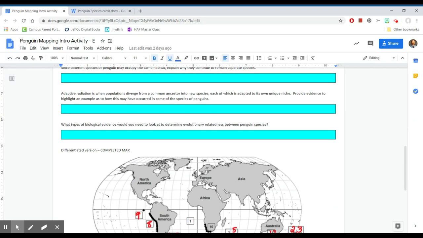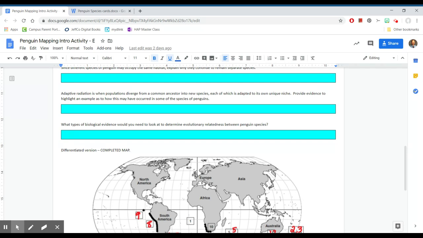Our next question here, adaptive radiation is when populations diverge from a common ancestor into new species, each of which is adapted to its own unique niche. Its own, how it uses its habitat, its job, its role in its habitat. That's a niche. So provide evidence to highlight an example as to how this may have occurred in some of the species of penguins. So let's go back and reread this.